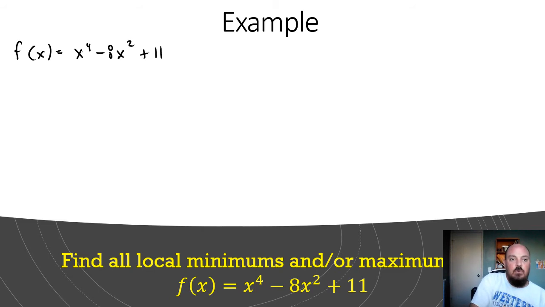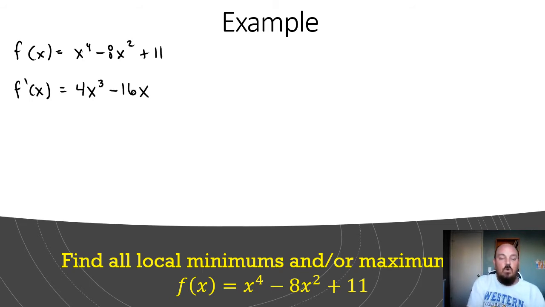That means, number one, find the derivative, f prime of x. And this is a nice easy one, it's just power rule. So I multiply by 4, lower that exponent to 3. For the middle term, I multiply by 2, lower the exponent to 1. And the 11 is basically going to disappear. The derivative of a constant is 0. So f prime, nice easy one to start us off with, 4x cubed minus 16x.